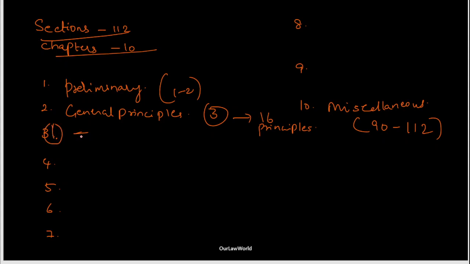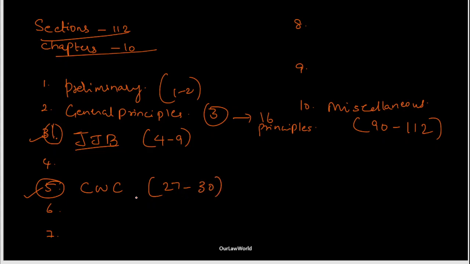From here you just have to memorize things. The third chapter will be Juvenile Justice Board and the fifth chapter will be Child Welfare Committee. So don't get confused. The odd numbers you have to remember: third one is Juvenile Justice Board and fifth one is Child Welfare Committee. In Juvenile Justice Board you will have sections from 4 to 9, and Child Welfare Committee starts with section 27 and ends with 30.